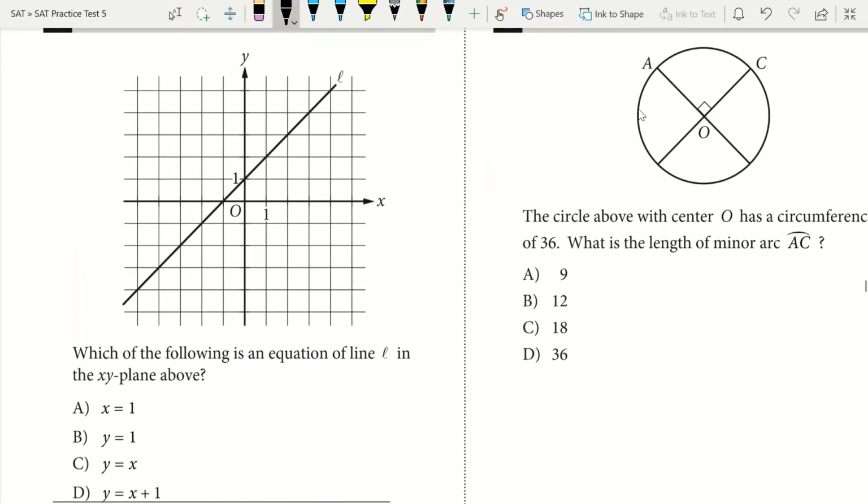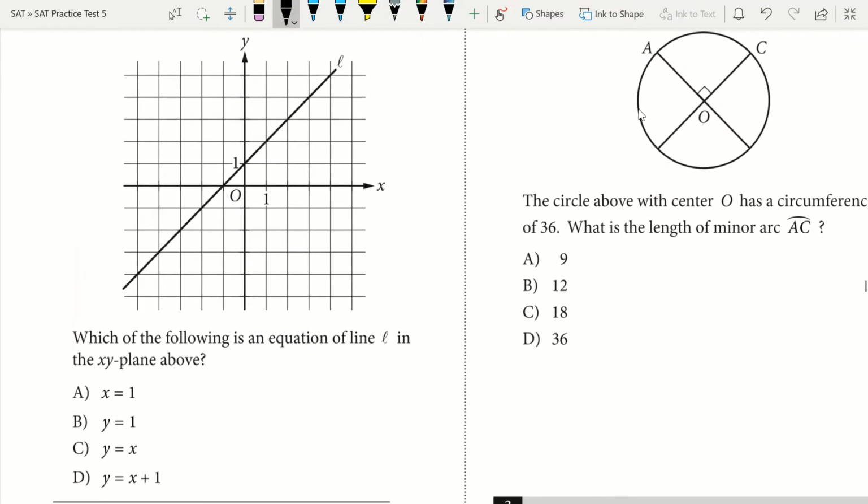All right, question 1. Which of the following is an equation of line L in the xy plane above? Well, I see that my slope is 1 because I rise 1 and I run 1, right? I have an increase of 1 y and an increase of 1 x, and I have a y-intercept of 1, so my equation is going to be y equals x plus 1.